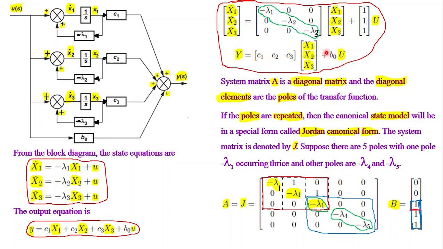So the D matrix is only a scalar, so Du. D is simply b naught u. That's all. So the system matrix is a diagonal matrix and the diagonal elements are the poles of the transfer function.